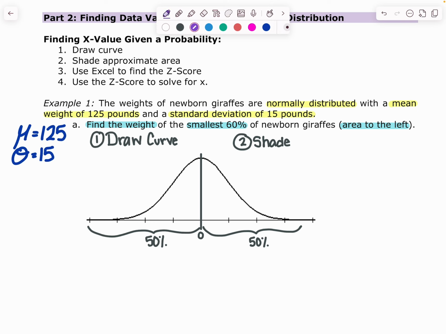Now we're going to shade our curve based on the area we've been given. So it says find the weight of the smallest 60% of newborn giraffes. So the probability or the area that we were given was 60%. So that is how much we are going to shade. So because it's 60%, I know that when I go to shade my curve, I am going to have to shade more than half of my curve, no matter where I start.